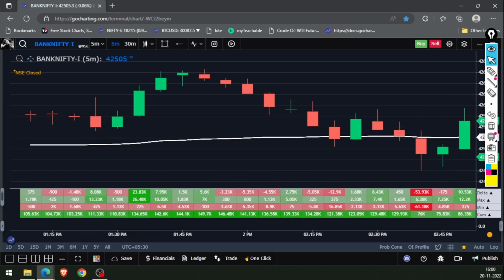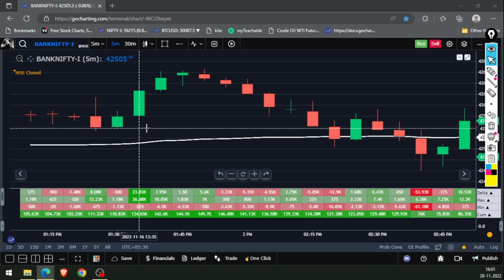After that, you can also see that if the delta is green, it defines that an aggressive buy order has been punched on this candle, and if the delta is red, then you can see an aggressive sell order has been punched on this candle. And if there is a color difference between the delta and the candle, that defines a delta divergence.